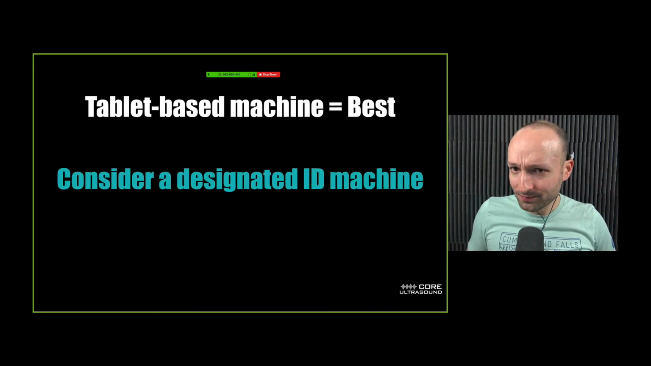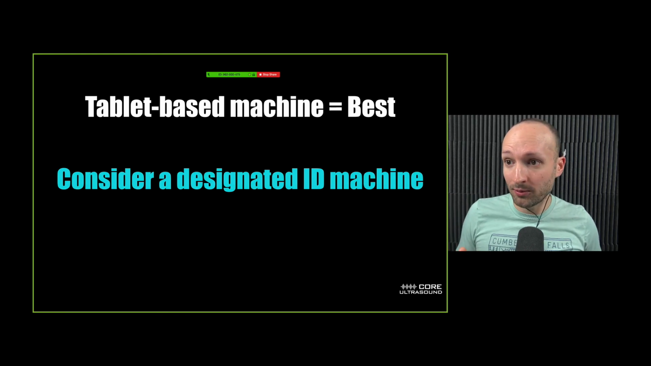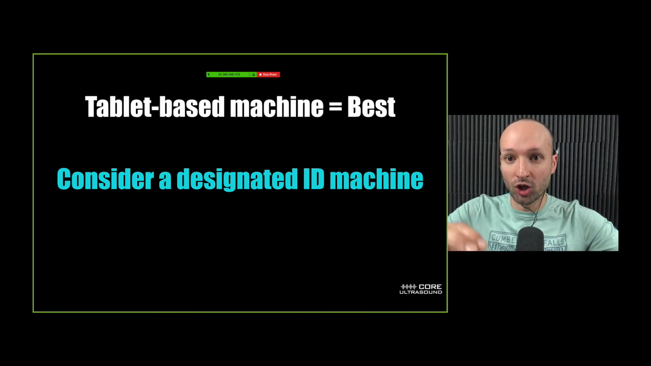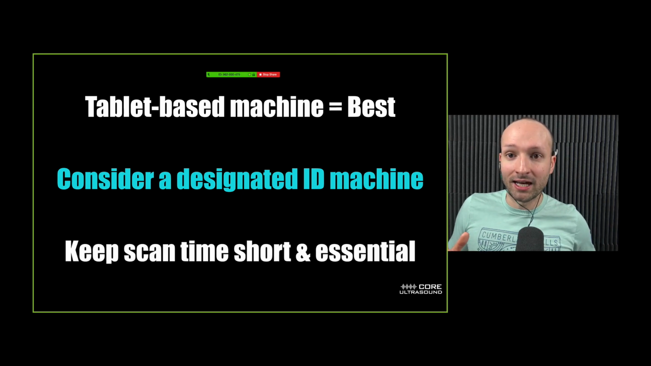So use that. If you're seeing a lot of patients and are using your ultrasound a lot in these people, consider having a designated infectious disease machine. So a machine that is the machine for COVID patients or suspected COVID patients. And then keep your scan time short and essential.